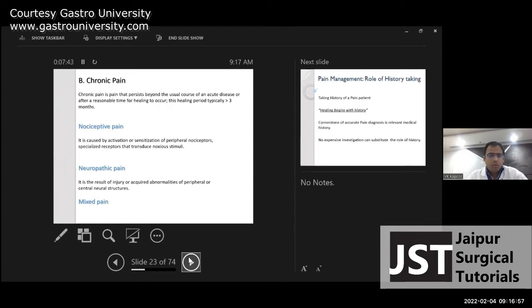We have talked about nociceptive pain. It is because of activation or sensitization of peripheral nociceptors which respond to noxious stimuli. And neuropathic is because of injury or abnormality of peripheral or central neural structures. Or the pain may be mixed, like in cancer pain. It is both nociceptive as well as neuropathic most of the time.